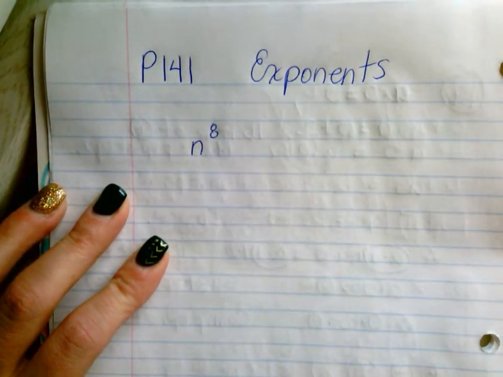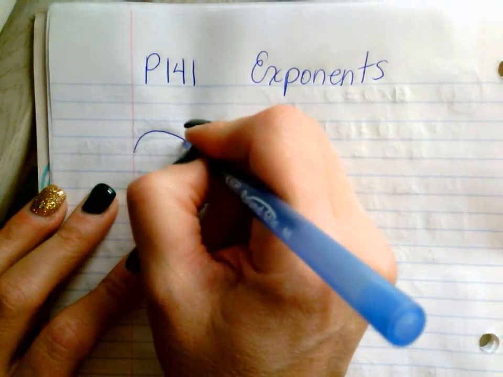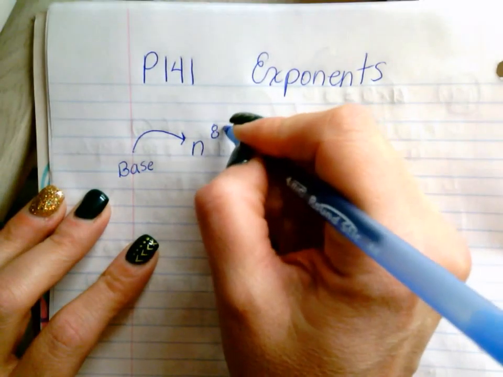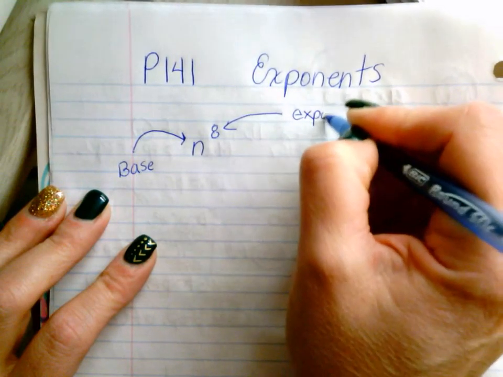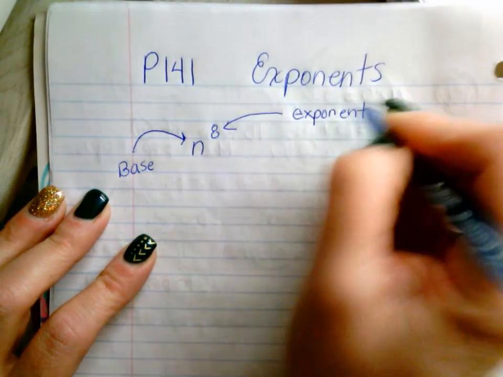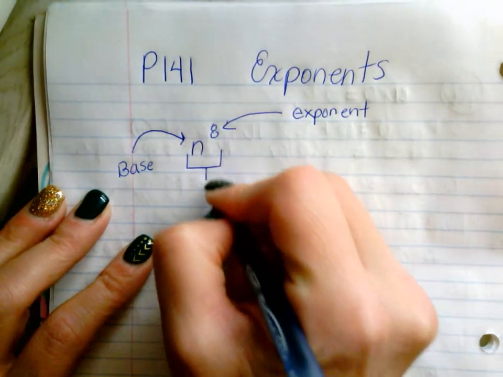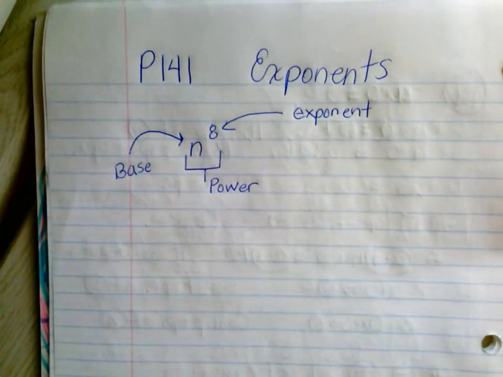Okay, a couple of body parts here I want to analyze for you. The n is the base. The 8 is called the exponent. And the value created as a result of this is called the power. Okay? So those 3 words are going to be used to help you as I teach this lesson.